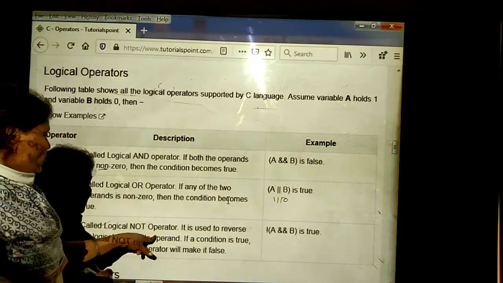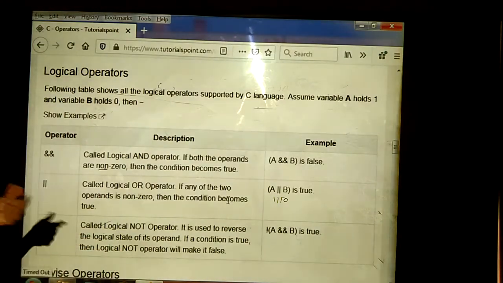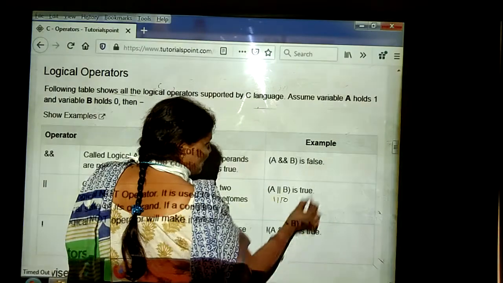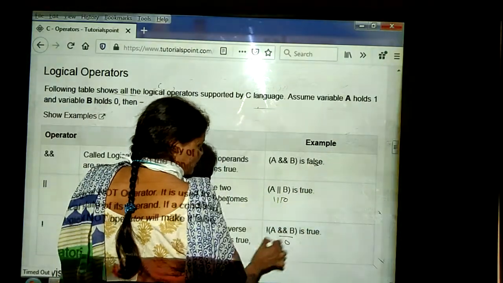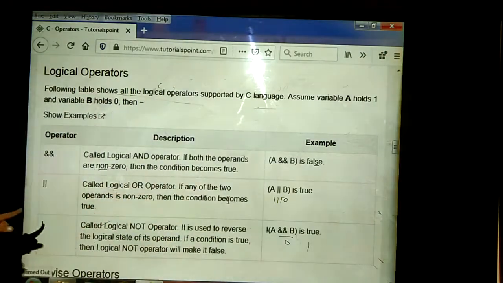Next, not. It is called the logical NOT operator. It is used to reverse the logical statement. Suppose we have given the A and B values and we are performing the AND operation. Here we give which value? False, 0. Then the output will be true. Means we are going to get opposite values.